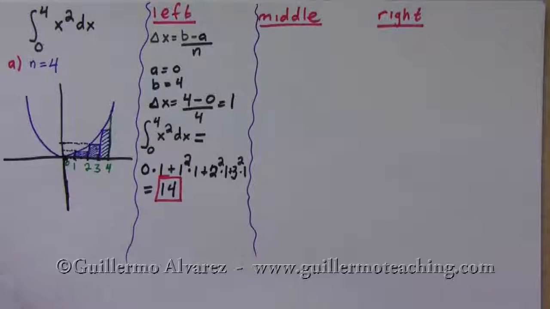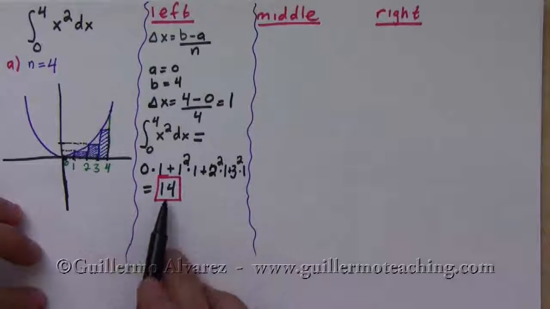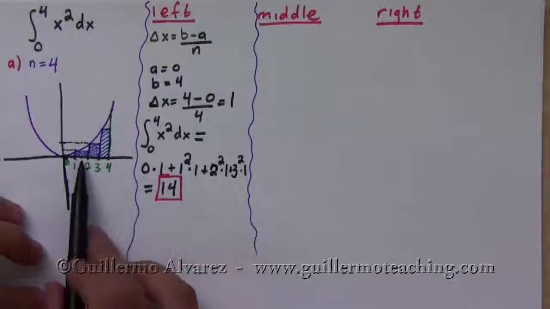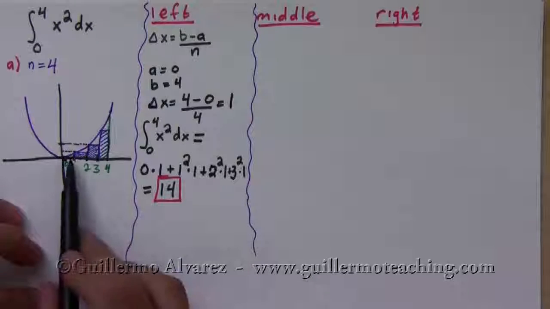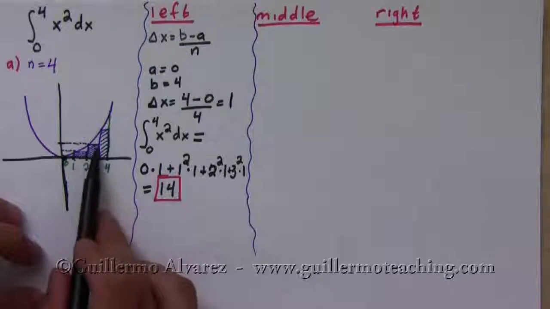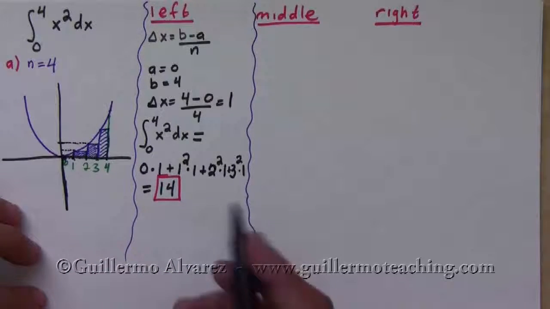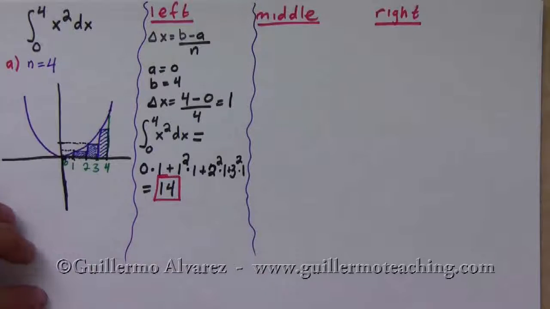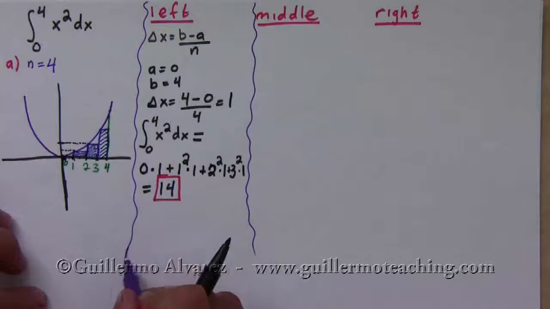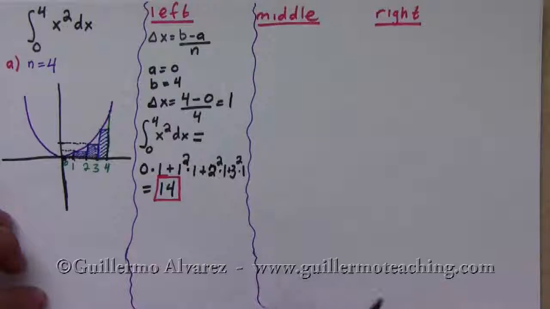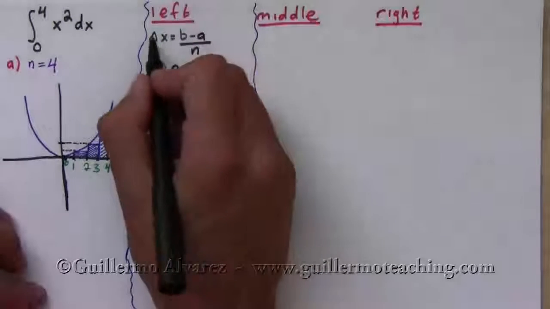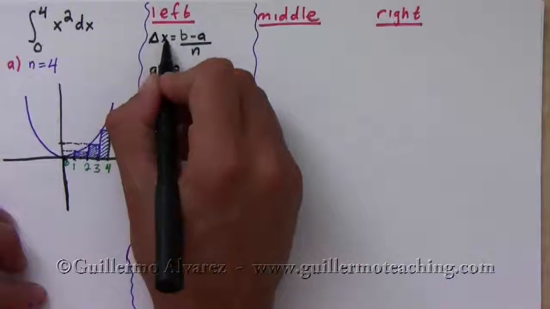Now that's good, and this we can find by drawing the picture and drawing the rectangles. But it's a good idea to know how to write this out as a sum, because this is going to help you out when you take Calculus 2.